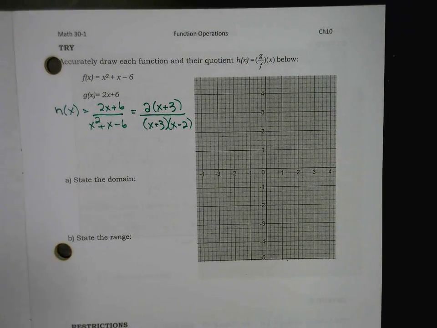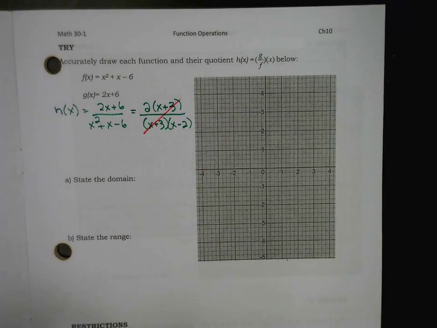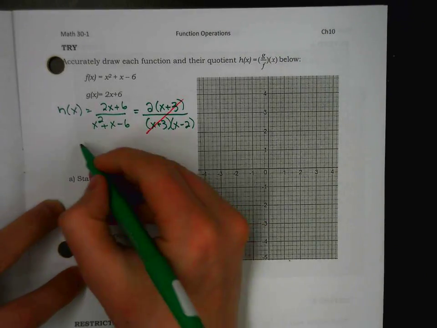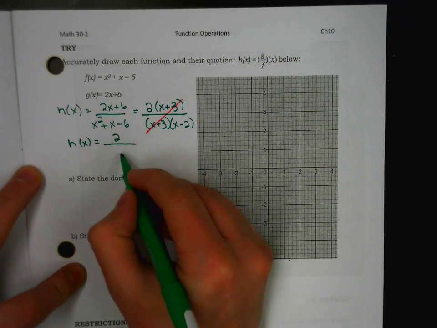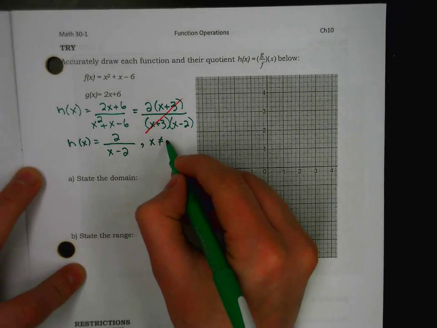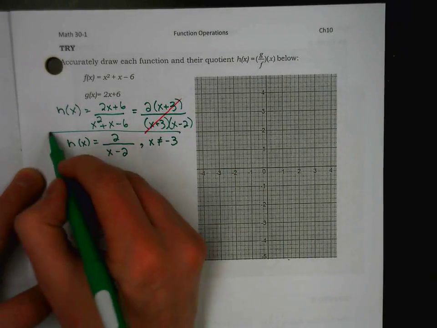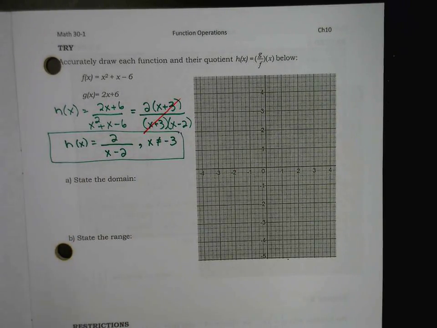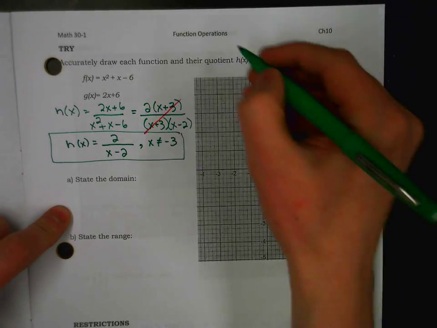What you most likely noticed was there is an x plus 3 on the top and bottom, which implies because there is a factor top and bottom, there is a point of discontinuity. The function h of x will result in the shape of a 2 divided by an x minus 2 with the restriction due to the point of discontinuity at x equals negative 3. This is our overall shape. So what we have is a 2 divided by an x minus 2.